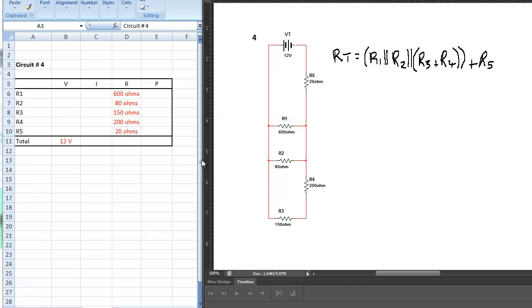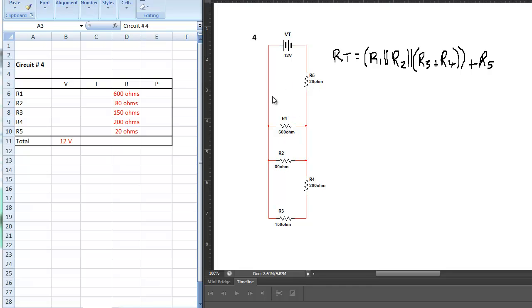Right? You're going to calculate RT. From there you can calculate IT, and then from there you can find out what V5 is, and the rest of the circuit will be VT minus V5. Okay, and whatever that voltage is will be applied to R1 and R2, and they'll be applied to the sum of V3 plus V4. And from there, you know that V3 plus V4 will sum to whatever is applied to V1 and V2.